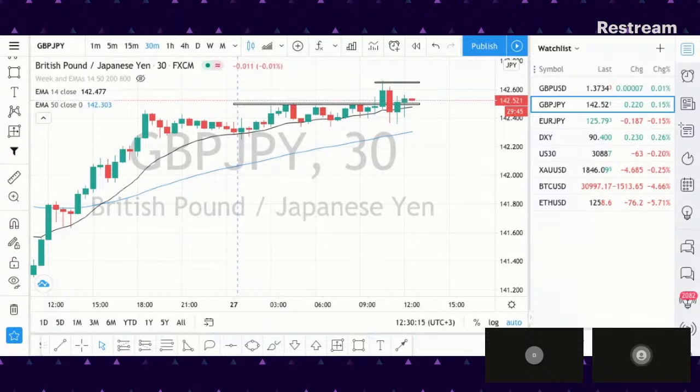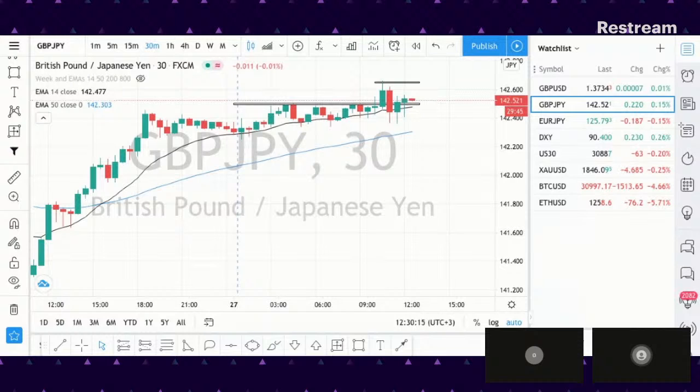For the major pairs, we are talking about US dollar against Canadian dollar, US dollar against Swiss franc, Great Britain pound against the US dollar, Australian dollar against US dollar, US dollar against Japanese yen. That is the structure. It is not Japanese yen against US dollar. The US dollar is the base currency, and the Japanese yen is the quote currency.